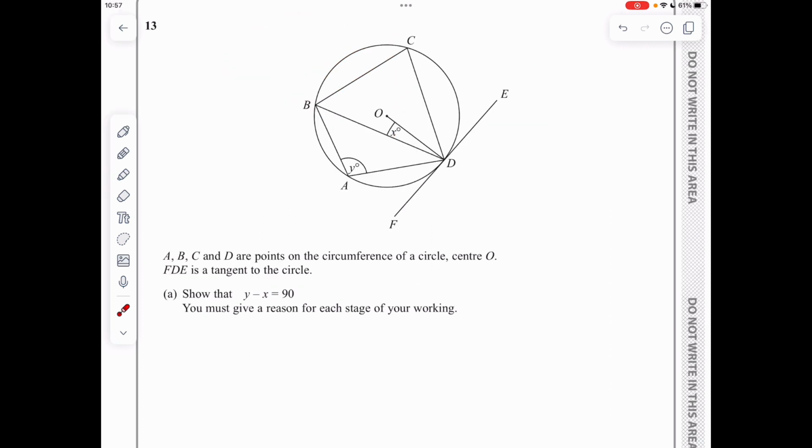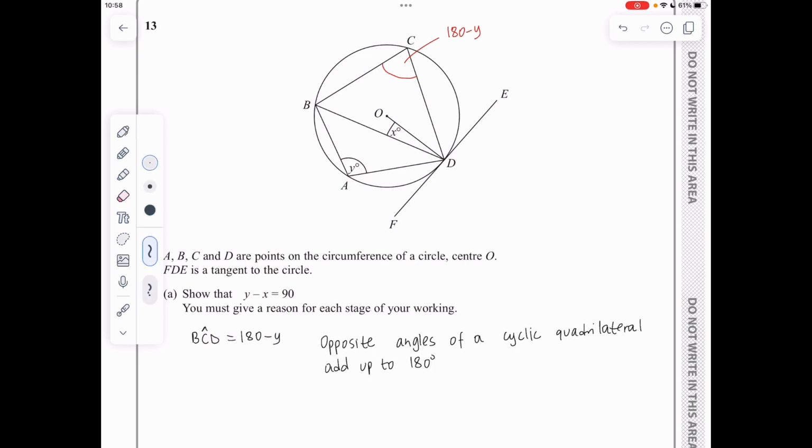In 13, we've got A, B, C, D points on the circumference of a circle centered at O. F, D, E, the line here, is a tangent to the circle, and we need to show that y minus x is 90, providing reasons. So I will start by saying that BCD, the angle here, must be 180 minus y. The reason is that ABCD is a cyclic quadrilateral. So we know that opposite angles of a cyclic quadrilateral add up to 180. So BCD is 180 minus y, and we need to include the reason.